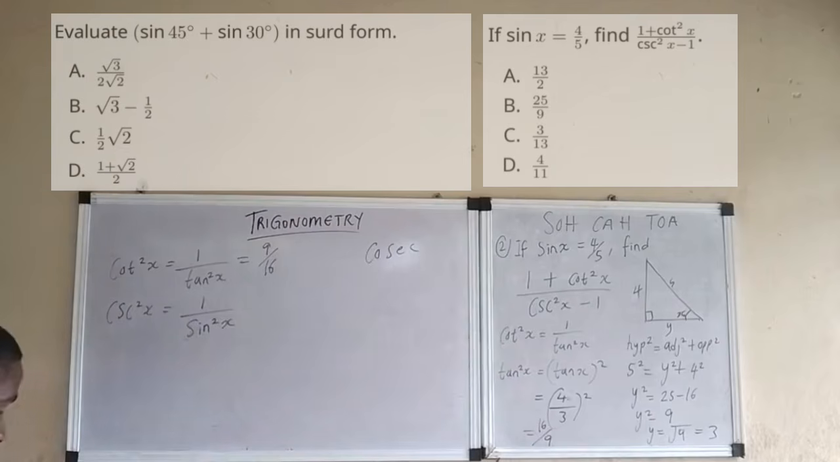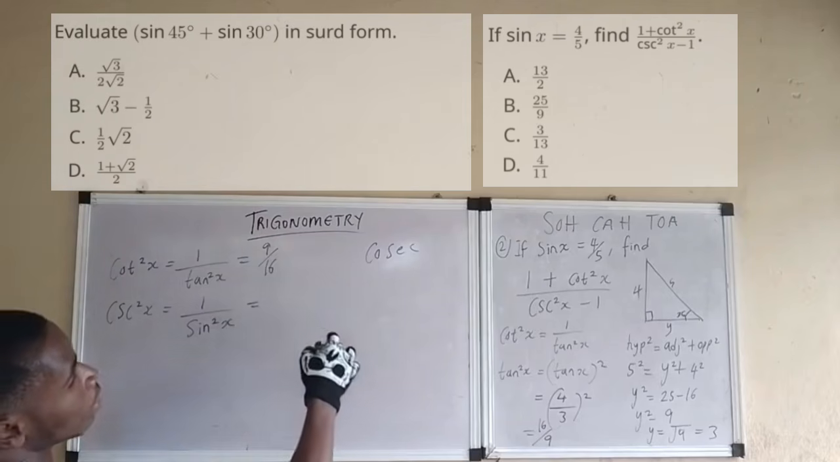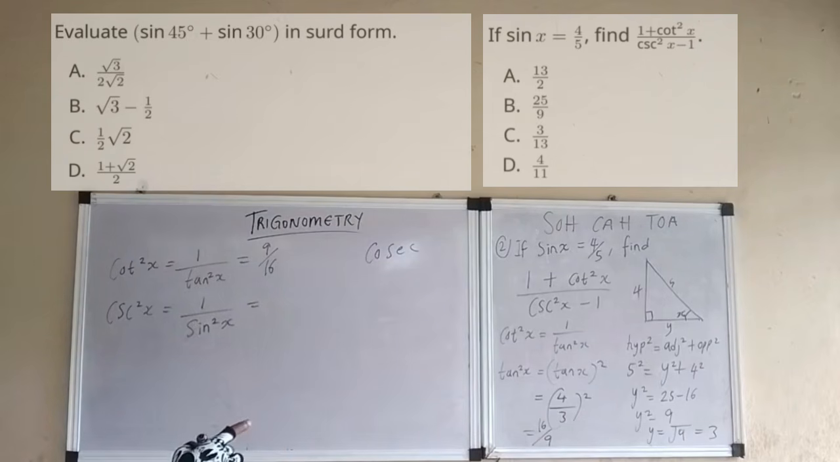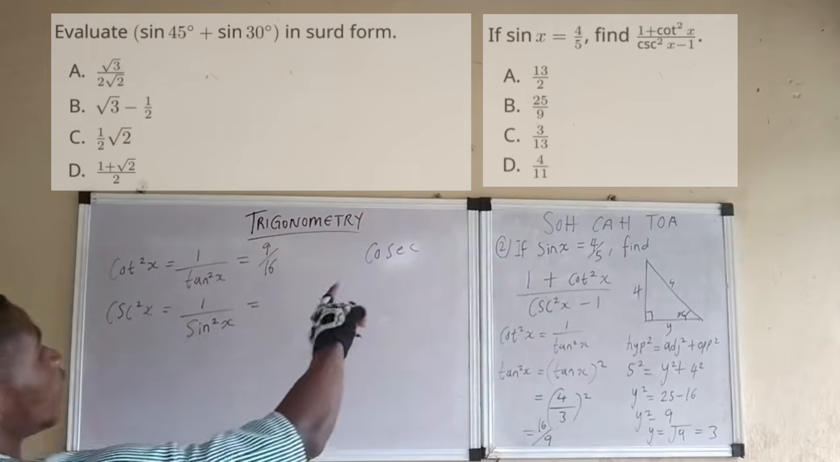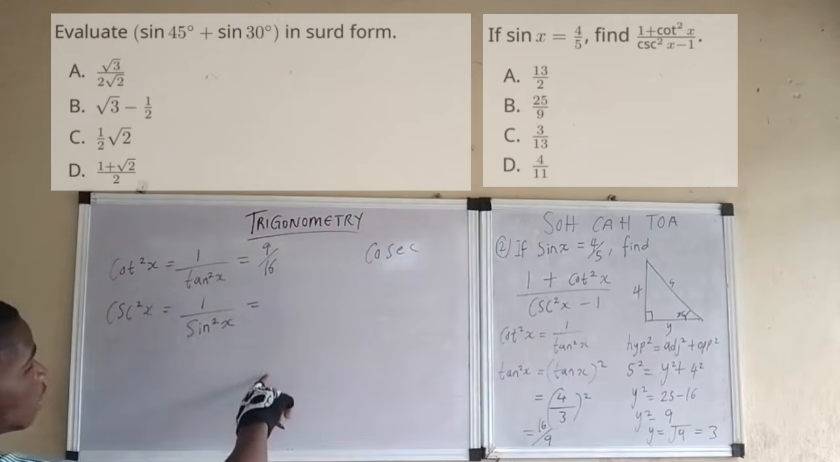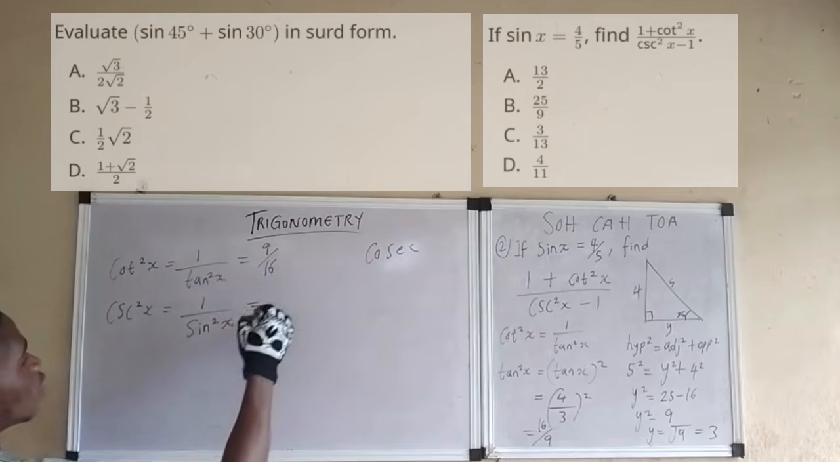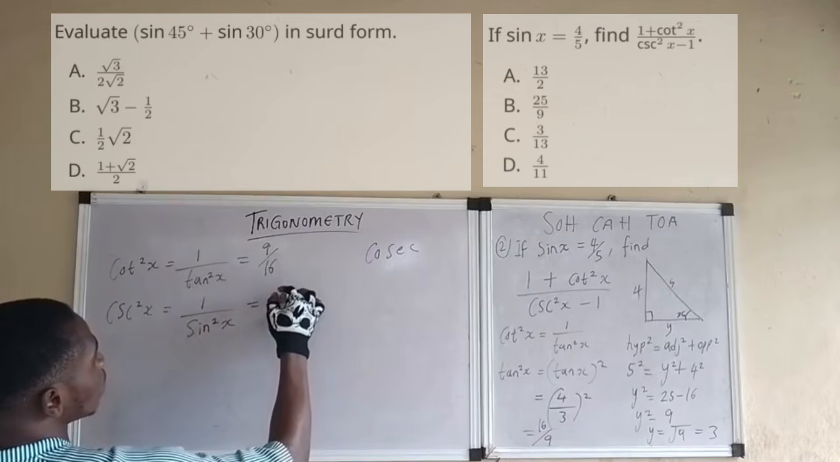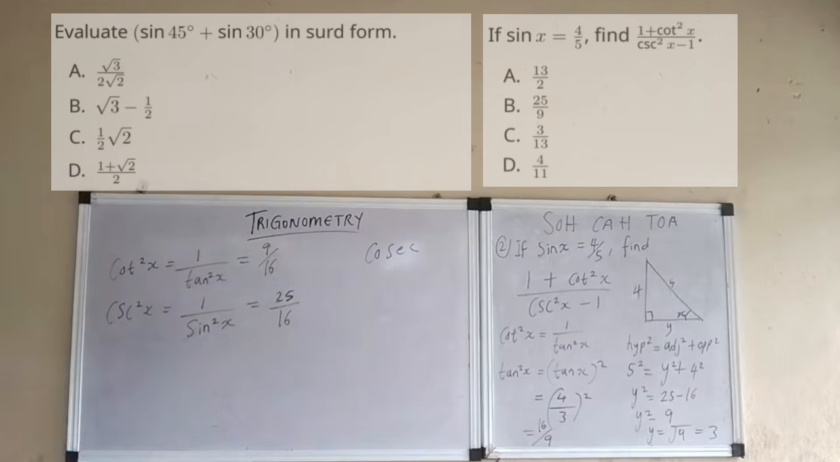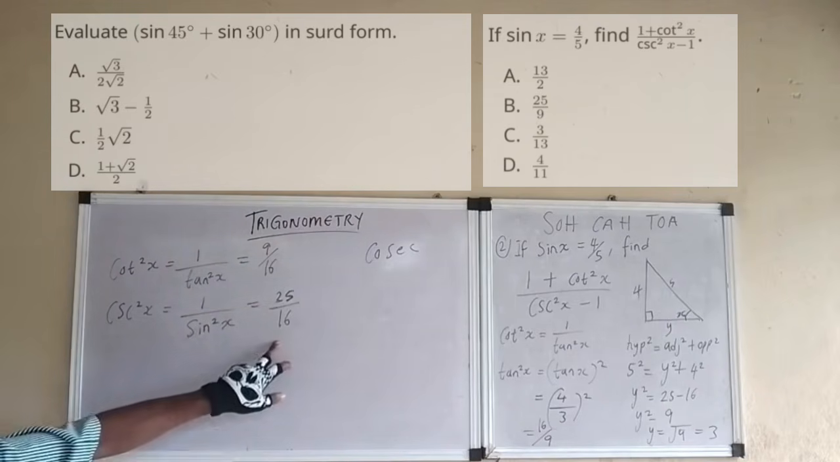Do you understand? So moving further, we have sine x, we don't have sine square x. So what will sine square x be? 4 over 5 all squared. And 4 over 5 all squared will be 16 over 25. All right, so sine square x is 16 over 25. The reciprocal of 16 over 25 is 25 over 16. Do you understand? It's 25 over 16.